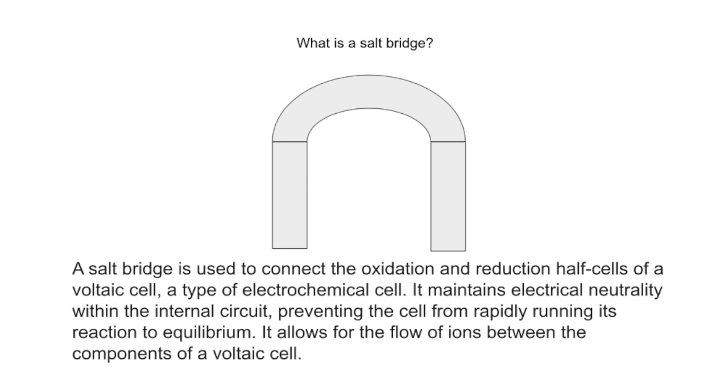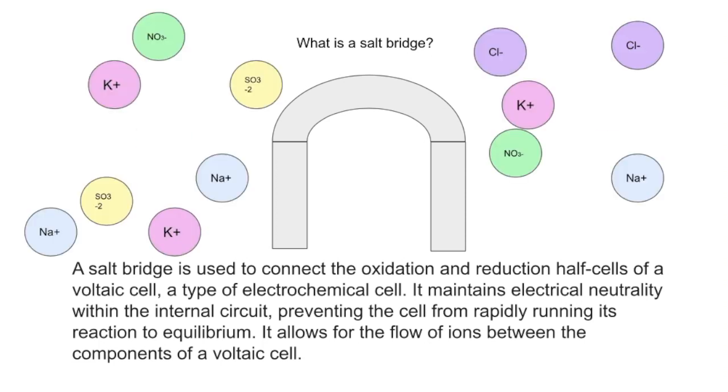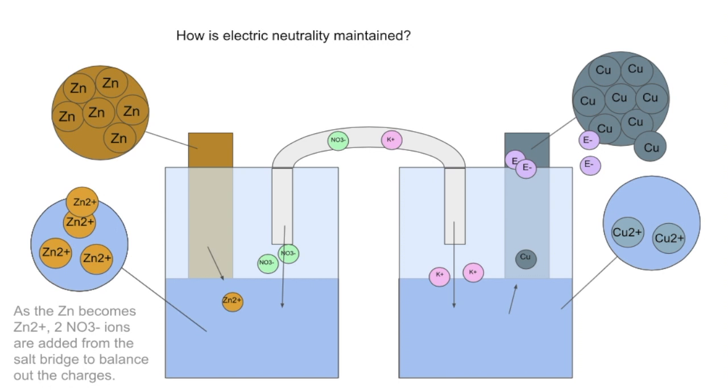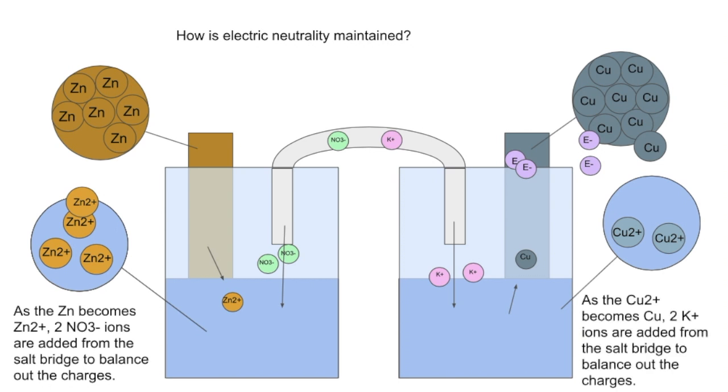A salt bridge is one of the three main components in a voltaic cell and is used to connect the oxidation and reduction half cells of a voltaic cell. It maintains electric neutrality within the internal circuit by providing ions to the solutions in order to maintain ionic neutrality. When charges are lost during electron transfers, ions from the salt bridge are used to replace them, allowing for electric neutrality to be maintained.